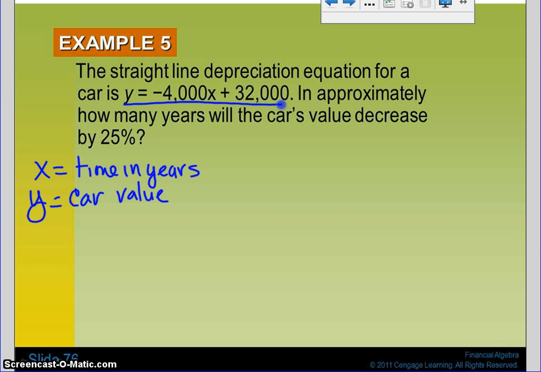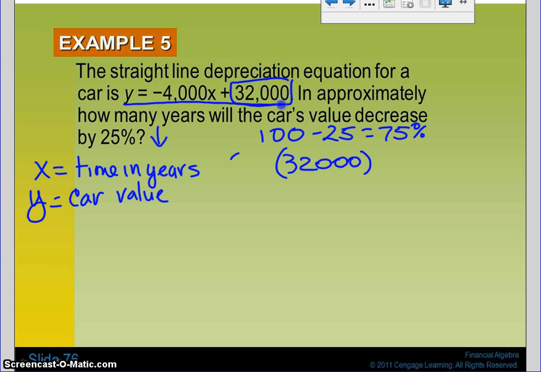So it's saying at what point will it decrease by 25%? Well, if the car was 100% of its value and it's gone down now 25%, it's saying at what point will it be worth 75% of its value? I know from the y-intercept here that the new car value is 32,000. So I'm trying to find when will it be 75% of that 32,000.